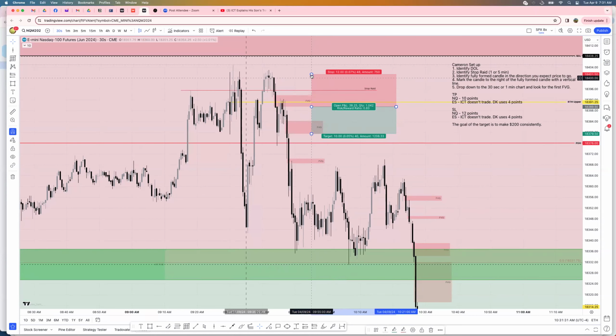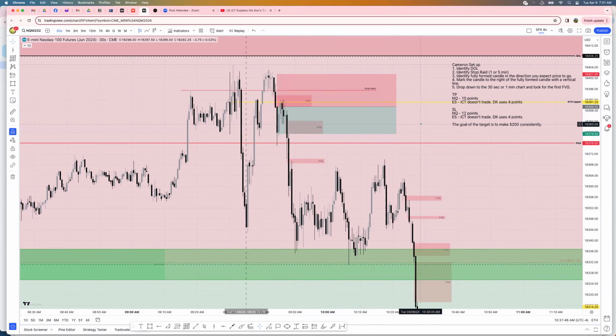So then you set your entry at the fair value gap. Boom. You got your stop loss. Boom. You got your take profit, $200. That's your trade right there. And so $200, yeah.